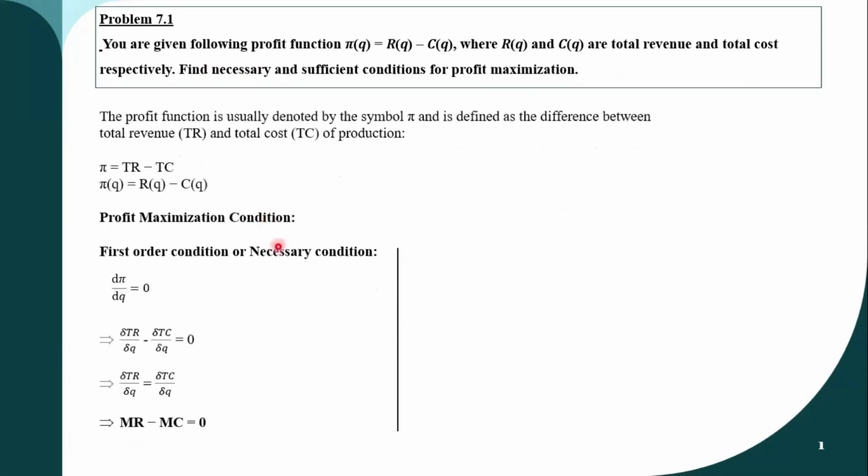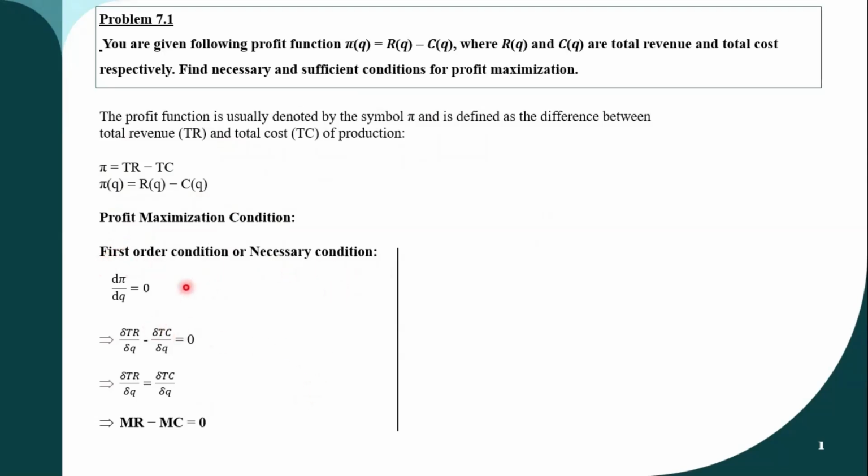So here is the solution. The profit function is usually denoted by the symbol pi and is defined as the difference between total revenue and total cost. So we know that profit means TR minus TC, which means pi equals TR minus TC. Following the question, pi equals R minus C, where R means total revenue and C means total cost. Now the first order condition, or necessary condition.